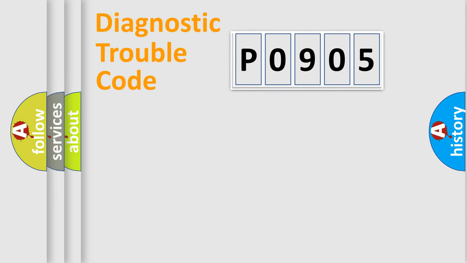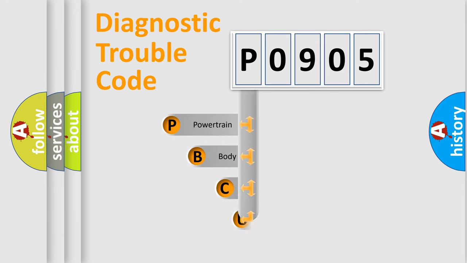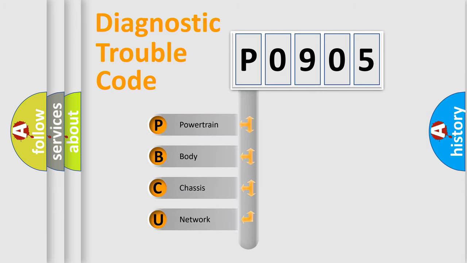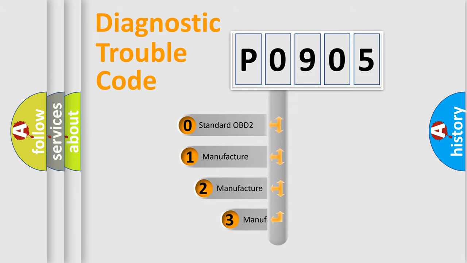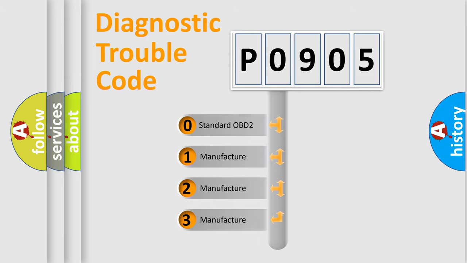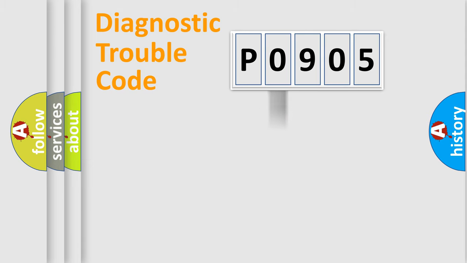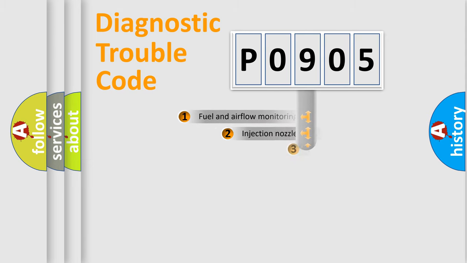Let's do this. First, let's look at the history of diagnostic fault code composition according to the OBD2 protocol, which is unified for all automakers since 2000. We divide the electric system of an automobile into four basic units: powertrain, body, chassis, network. This distribution is defined in the first character of the code. If the second character is expressed as zero, it is a standardized error. In the case of numbers 1, 2, 3, it is a more specific expression of a car-specific error.